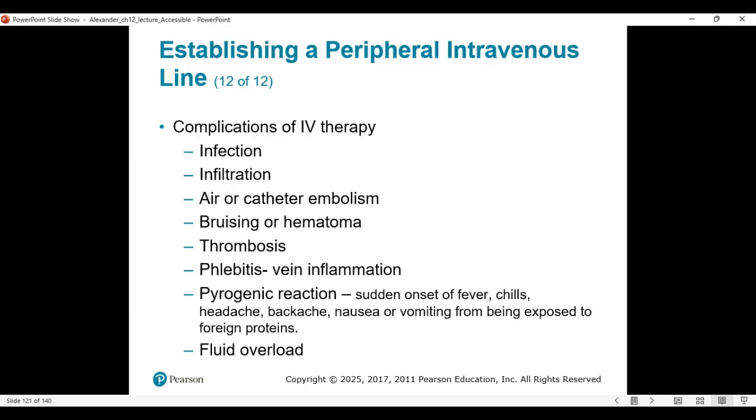Phlebitis. This is when the vein gets inflamed. Pyrogenic reaction. This is a sudden onset of fever, chills, headache, nausea, vomiting from being exposed to foreign proteins. Or we could have fluid overload.